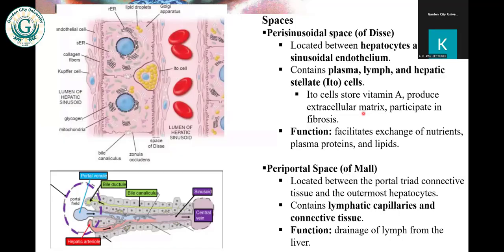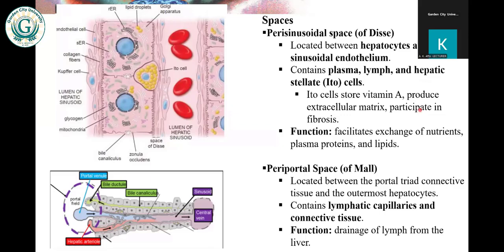There's an injury to the liver. These stellate cells behave differently. They become like myofibroblasts, where they begin to secrete collagen fibers. So that's why they participate in fibrosis.